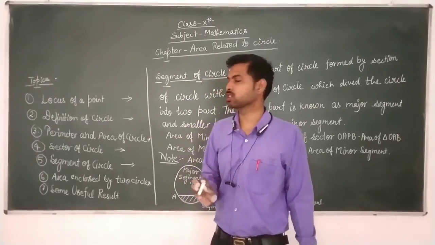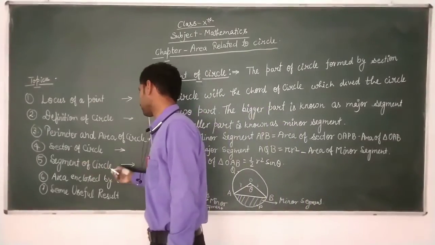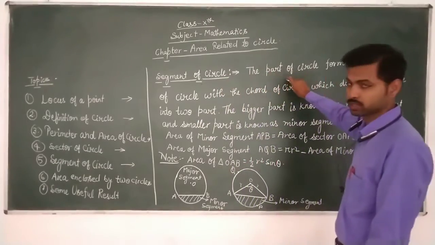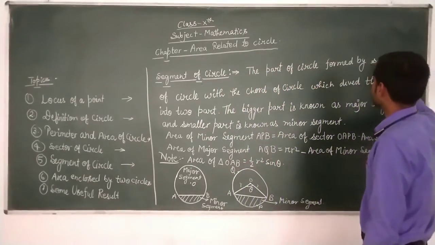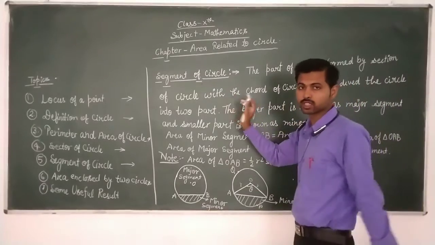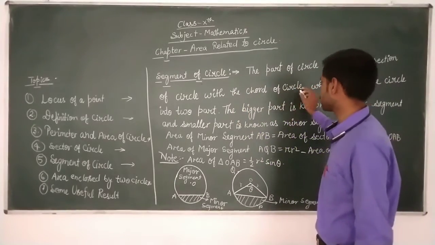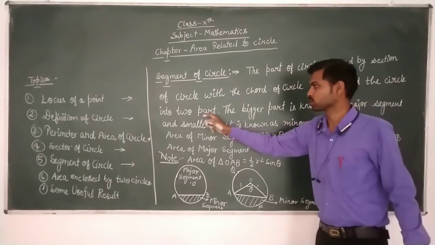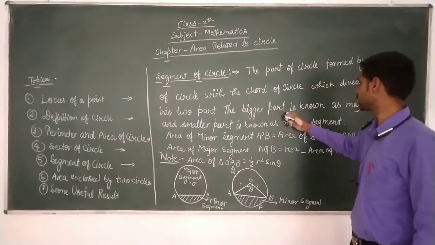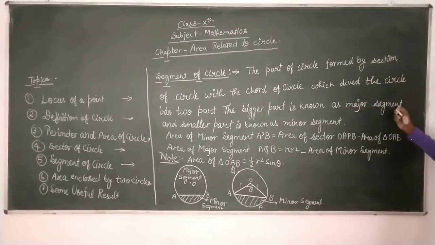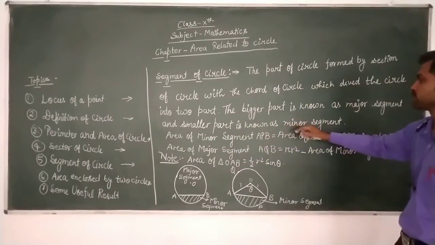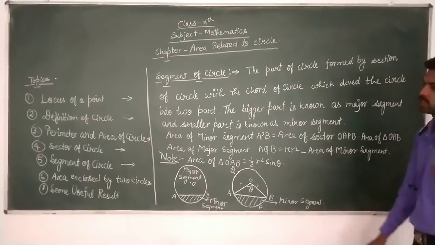Now the fifth topic is segment of a circle. The part of a circle formed by the section of the circle with a chord of the circle, which divides the circle into two parts. The bigger part is known as the major segment and the smaller part is known as the minor segment.